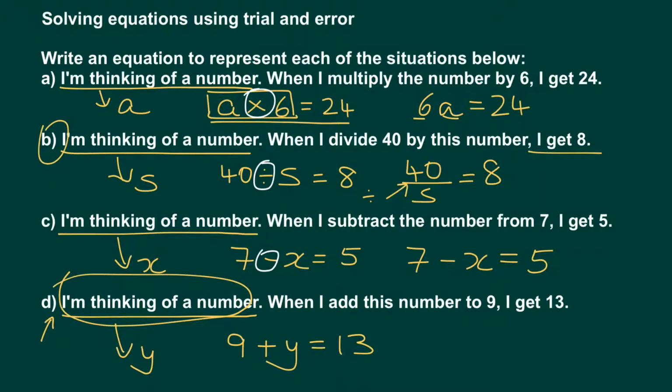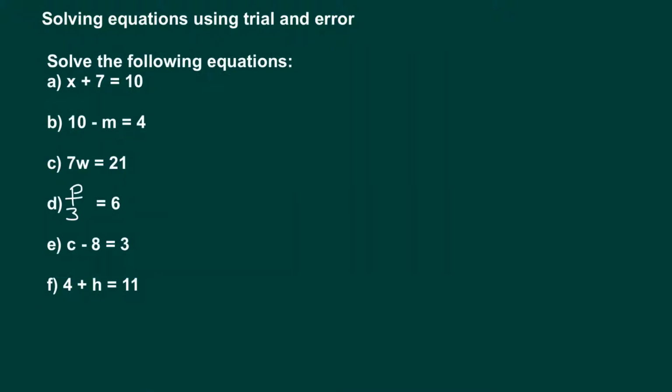Alrighty, so let's move on to the next type of question. This question says, solve the following equations. Now guys, obviously we haven't learned the proper techniques behind solving equations. So all we're going to do, as this chapter suggests, is solve the equations using a trial and error method. So we're basically just going to think of numbers that will satisfy these particular types of equations.